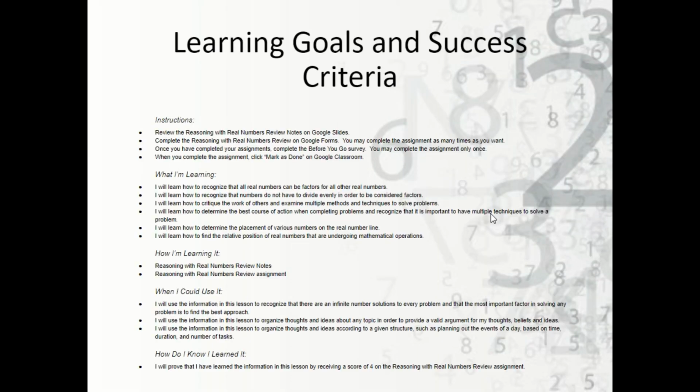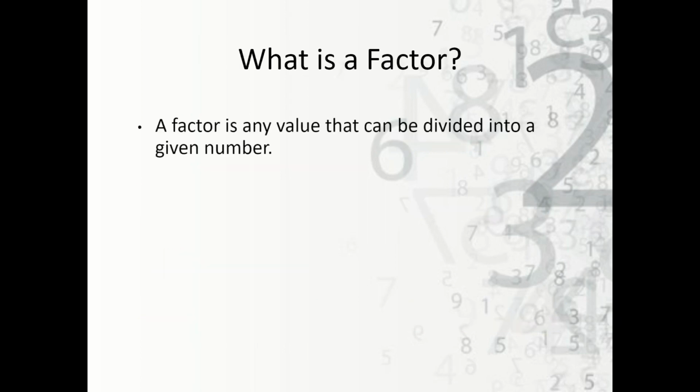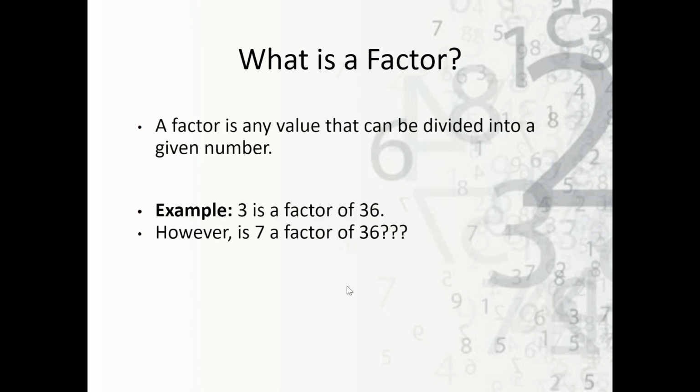The notes begin with the learning goals and success criteria. First, what is a factor? A factor is any number that can be divided into a given number. For example, is 3 a factor of 36? Well, we know 3 goes into 36 12 times, so it is a factor. Now the question is 7 a factor of 36?